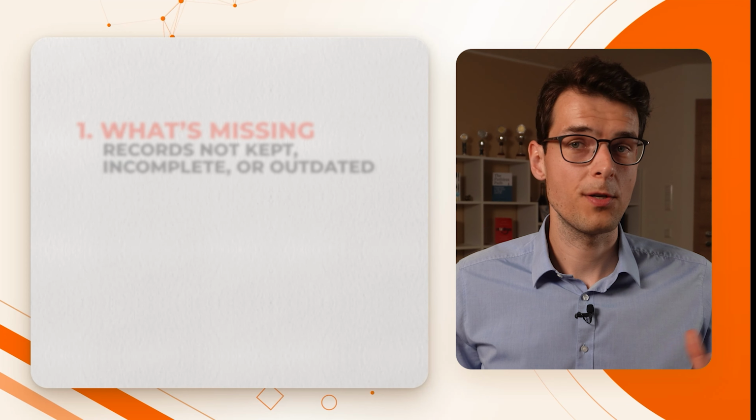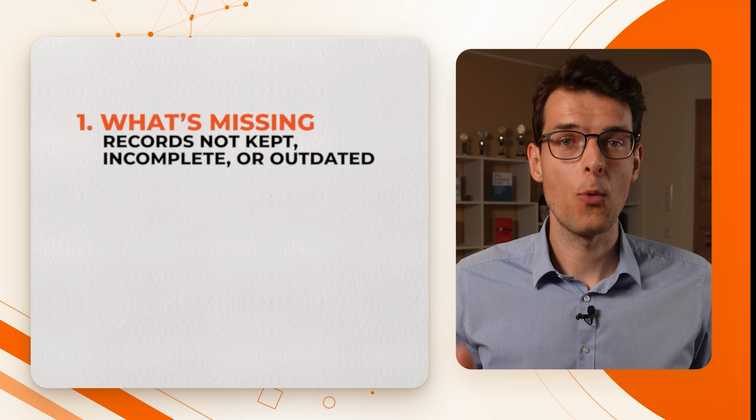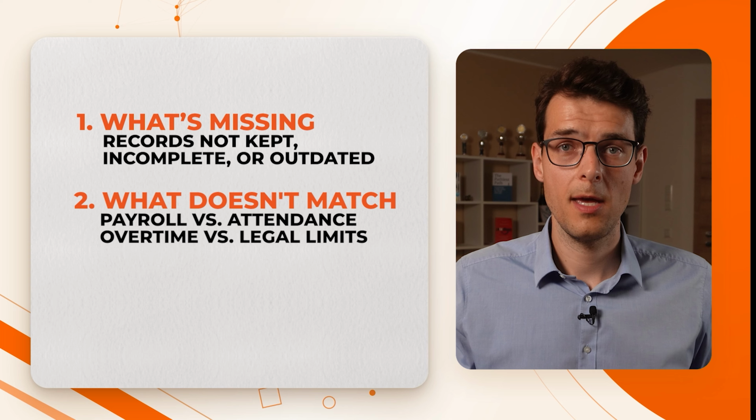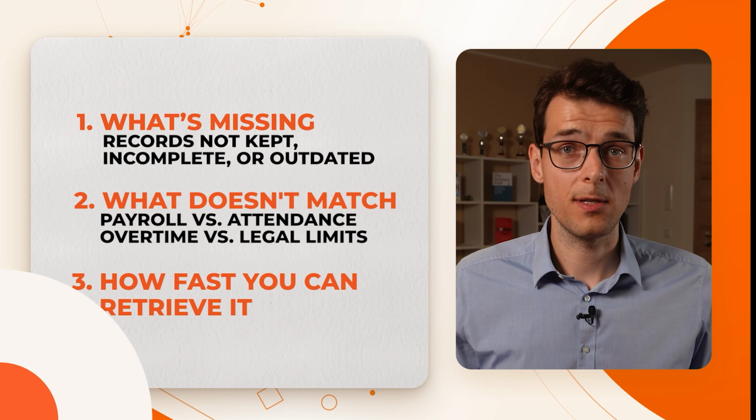What's missing: records not kept, incomplete or outdated. What doesn't match: payroll versus attendance, overtime versus legal limits. And how fast you can retrieve it. And this part matters more than most people think, because speed shows control. The time a social auditor spends on-site is really limited. Many programs have been expanding the number of requirements, but not the time spent on-site, or they have been reducing the time spent on-site. That's a major challenge. And it is the company's responsibility to show to the auditors that they comply, not vice versa.